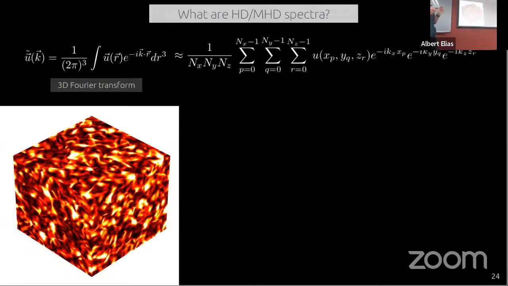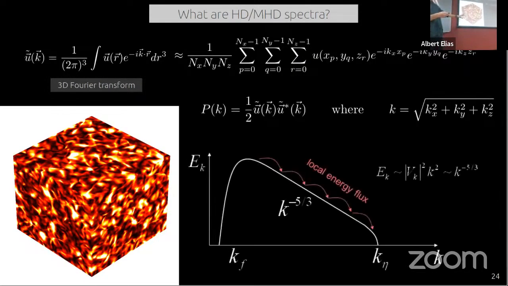But I have to explain what a spectra is. The spectra I showed you about the planets, there's the same thing about these cubic simulations. And what is a spectra? It's a 3D Fourier transform. And as when you make simulations, you don't have a continuum media, you have a discretized media. So the equation looks a bit more awful. But when you apply this equation to here, you get something like this.